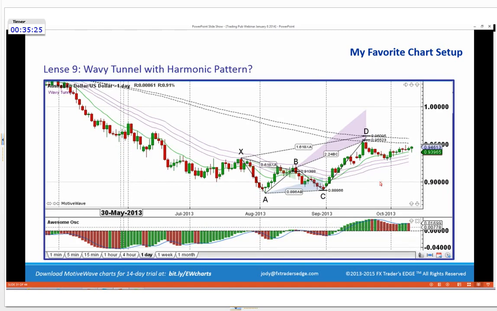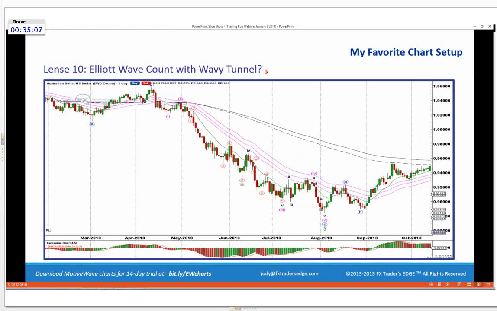Lens number 9, adding the harmonics to our Wavy tunnel setup, also targeting the exact same area. It really doesn't get any better than this when our analysis lines up with our strategy, our simple strategy, and our simple strategy confirms our analysis. And finally, when we add Elliott wave counts and we see that this entire move down has been a 5-wave sequence ending in a green wave 3, and that we are now doing an ABC correction, it all makes sense.